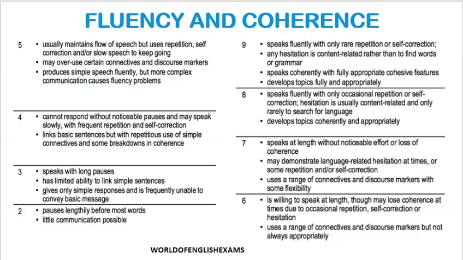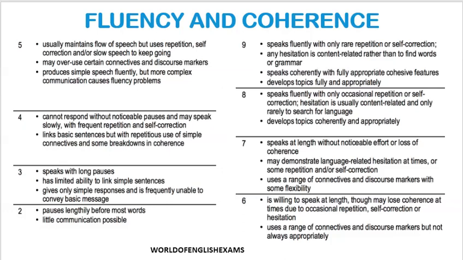So that is what band 8 says: develops topics coherently. The more you develop the concept, the more you extend your ideas with reasons and supporting evidence, the better you score. So band 9, see, develops topics fully and appropriately. Now in short, this is nothing but fluency and coherence.